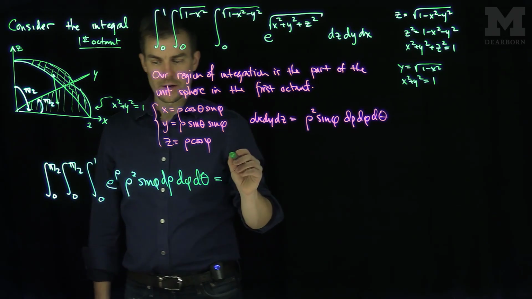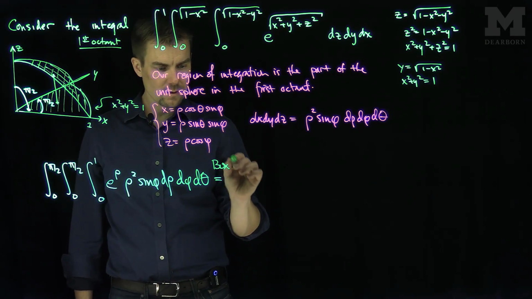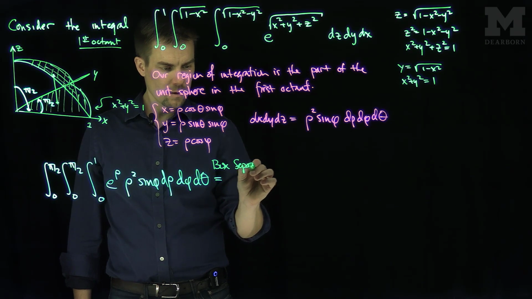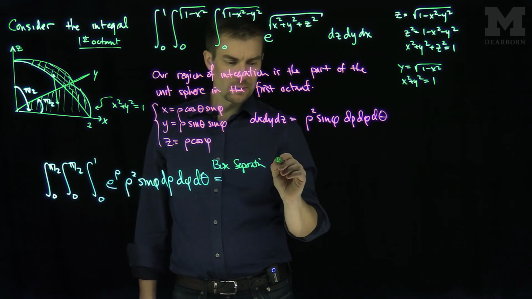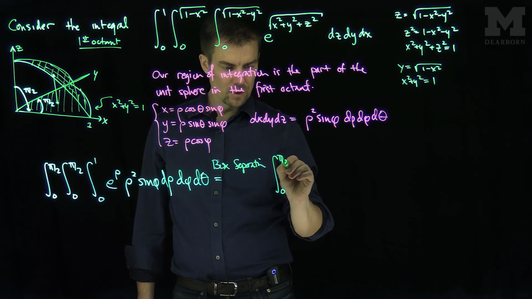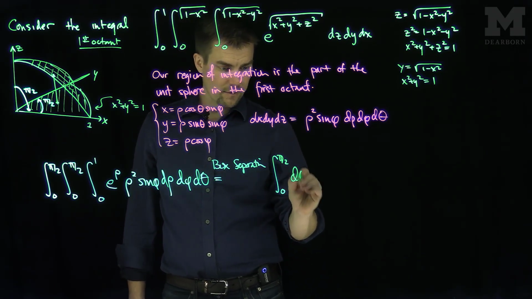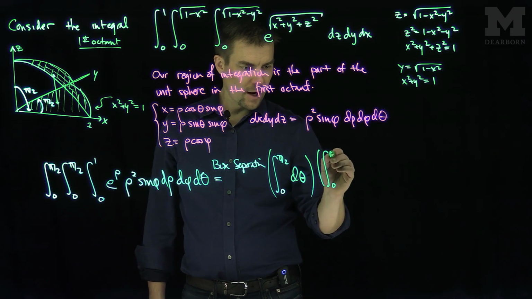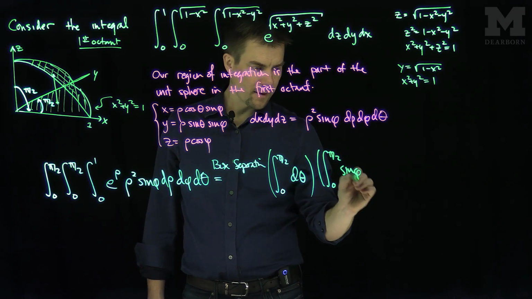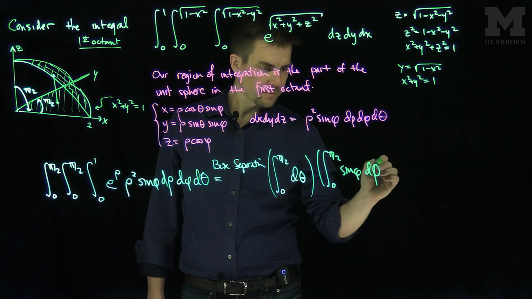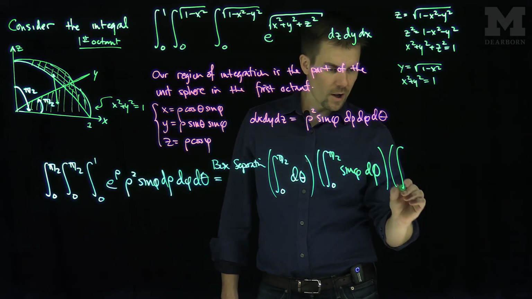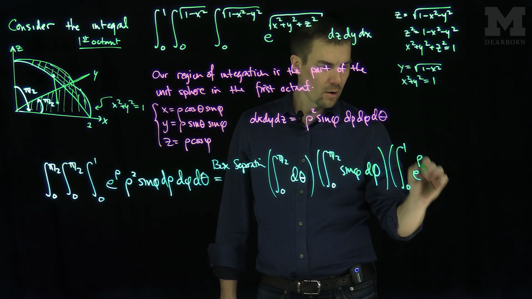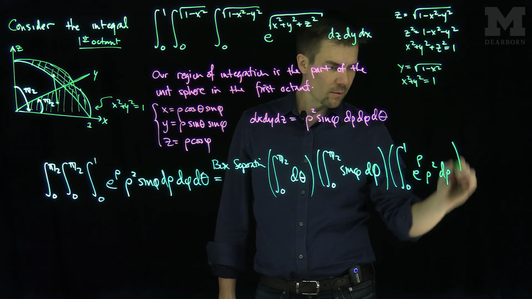And now we can box separate this. By box separation, this is going to be the integral from 0 to pi over 2 of d theta. There's no theta functions over here, so just get plain old d theta. Then again, integral from 0 to pi over 2 of the sine of phi, d phi. And finally, an integral from 0 to 1 of e to the rho, rho squared, d rho.